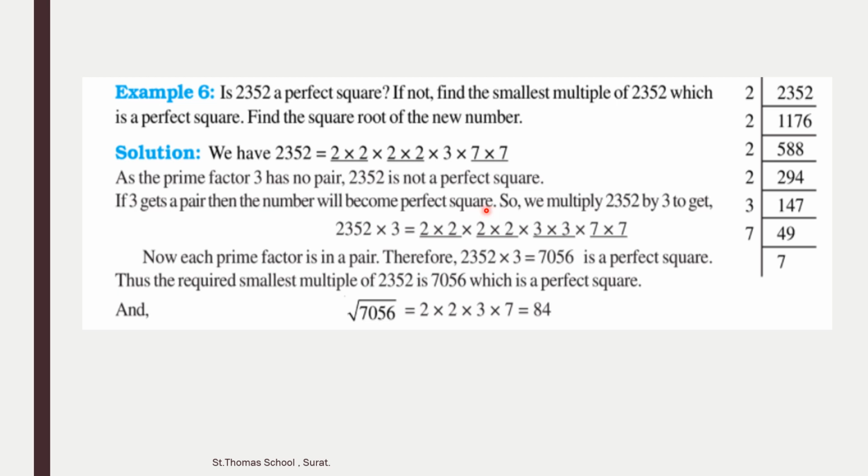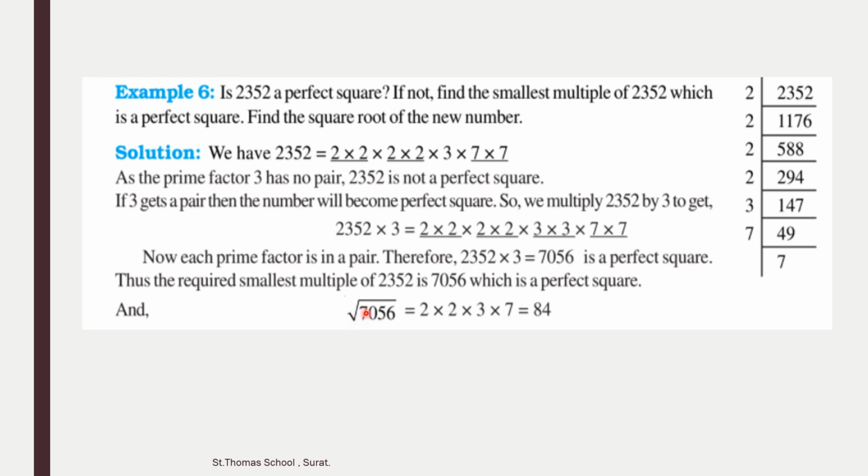So what do we have to do? We have to multiply 3 to 2352. So we multiply 2352 by 3. If you multiply LHS, you have to multiply RHS also. Then you have to pair it. Now each prime factor is in a pair. Therefore, 2352 multiplied by 3, what will we get? 7056. So that is a perfect square. Thus, the required smallest multiple of 2352 is 7056, which is a perfect square.